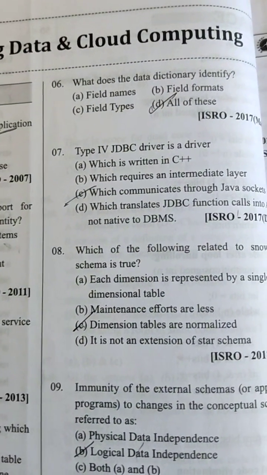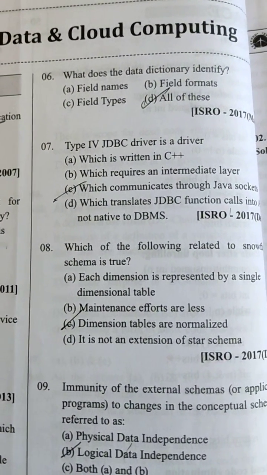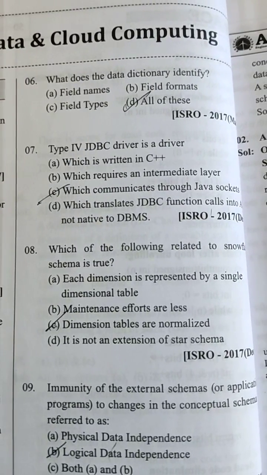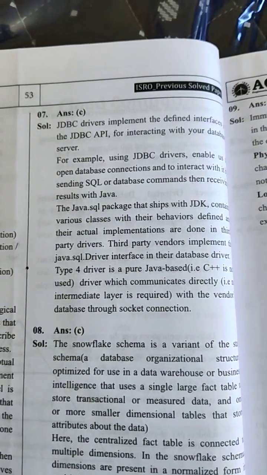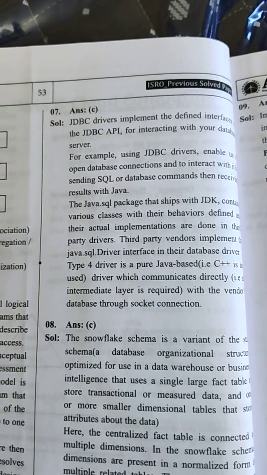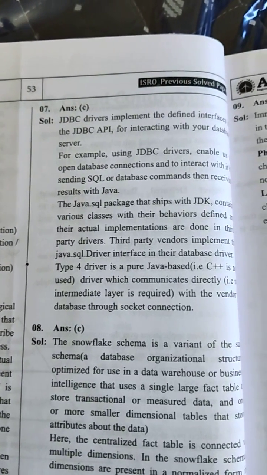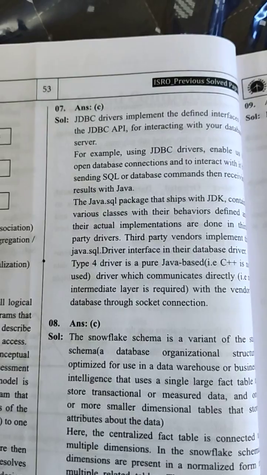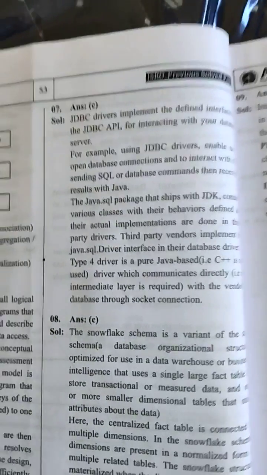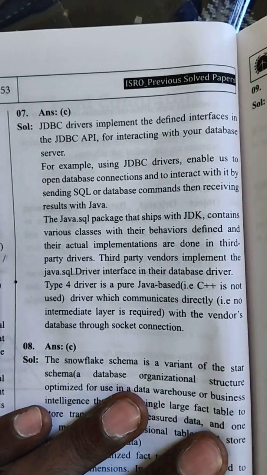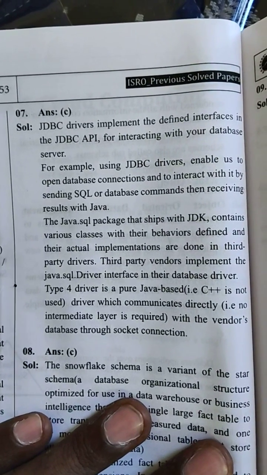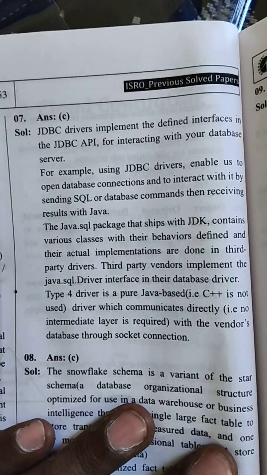Seventh one: a type 4 JDBC driver is a driver which communicates through Java sockets. A JDBC driver implements the defined interfaces of the JDBC API for interacting with your database server. For example, using JDBC drivers enables us to open database connections and to interact with them by sending SQL or database commands, then receiving results with Java.